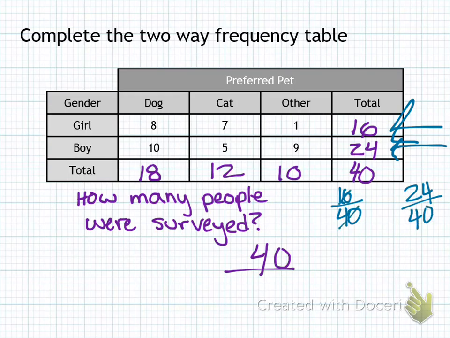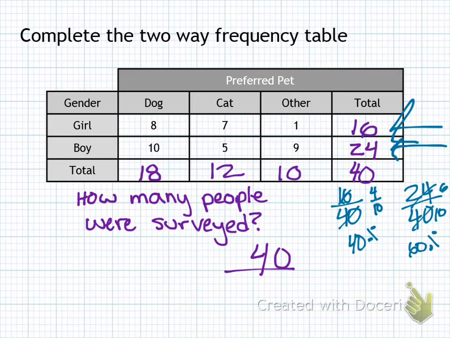This would simplify and just be 4/10, or 40%, whereas this simplifies to 6/10, so this would be 60%. So you could say, well, there was a majority of boys that were surveyed. I could ask, what's the least preferred pet among the girls? And you could say, well, other pets, they mostly preferred cats and dogs, or dogs and cats. So other was the least popular pet.